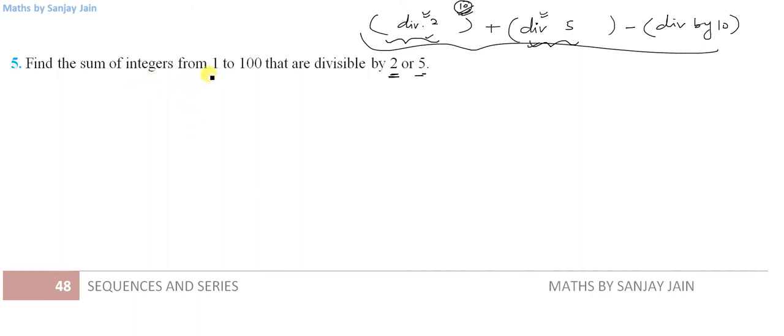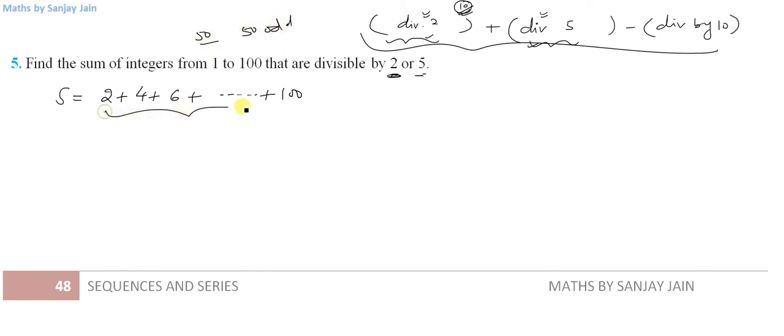Okay. So from 1 to 100, the sum of numbers divisible by 2 will be 2 plus 4 plus 6 plus and so on till 100, right? From 1 to 100 there are 50 even numbers and 50 odd numbers. So obviously these are 50 numbers. So what will be this sum?